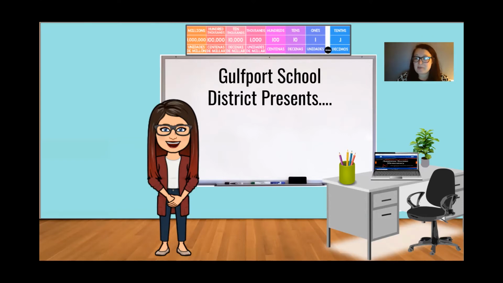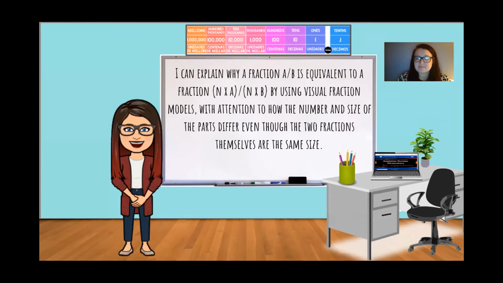Today we are going to be talking about equivalent fractions. Our I can statement for this lesson is I can explain why a fraction A/B is equivalent to a fraction n times A over n times B by using visual fraction models with attention to how the number and size of the different parts differ even though the two fractions themselves are the same size.